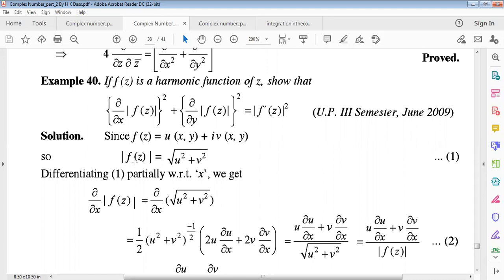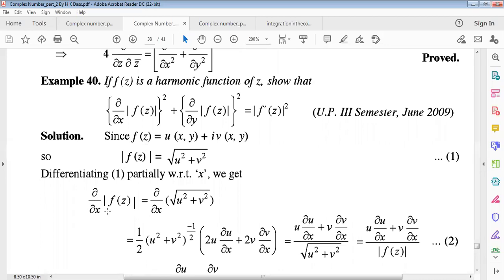So absolute value, what will be f of z? Absolute value is the square root over real part whole square plus imaginary part whole square. You must know the absolute value of this. Real part whole square, real part is u, and imaginary part is b, so b square.